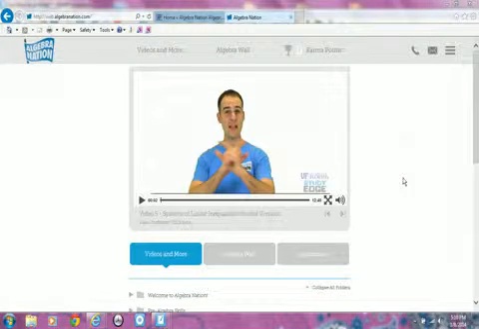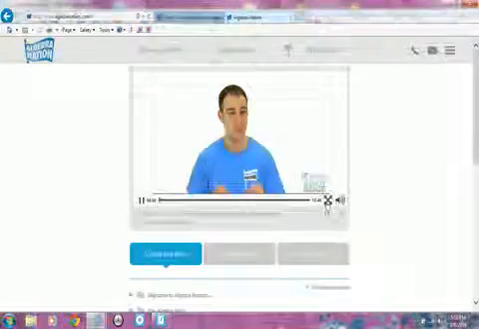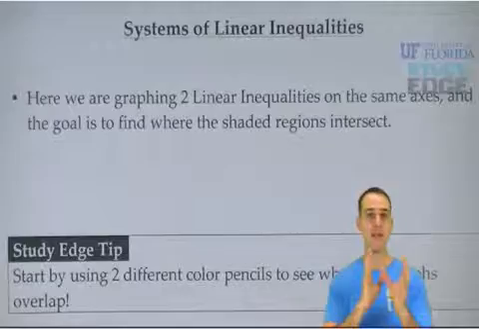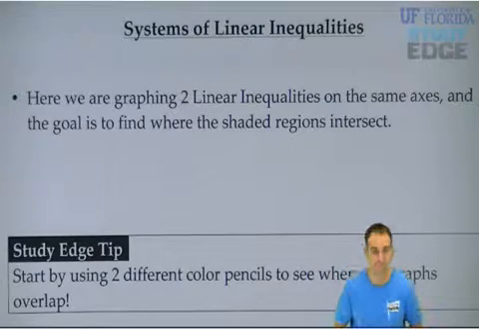This will be problem number 1 on the left side of page 77. You've learned how to graph linear inequalities, and in case you haven't, it's the last bit. Now we're going to do a system of linear inequalities, meaning we're going to graph two of them. The whole idea is to find where the shaded regions intersect, where both inequalities actually overlap. That's the name of this video, Systems of Linear Inequalities.